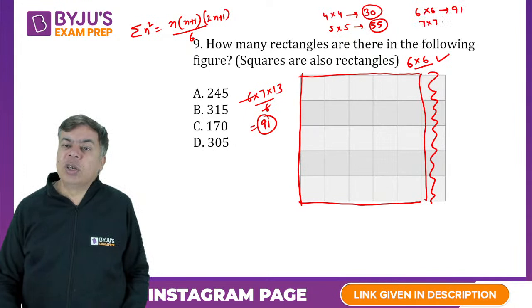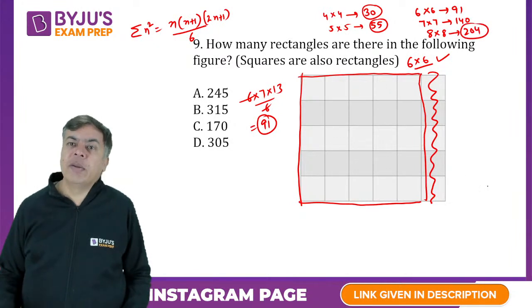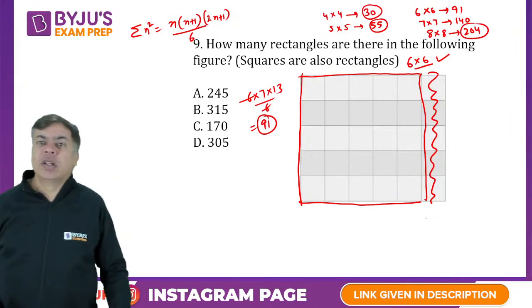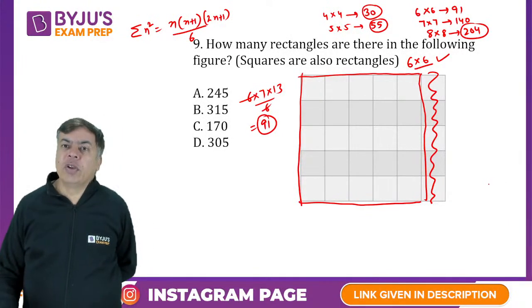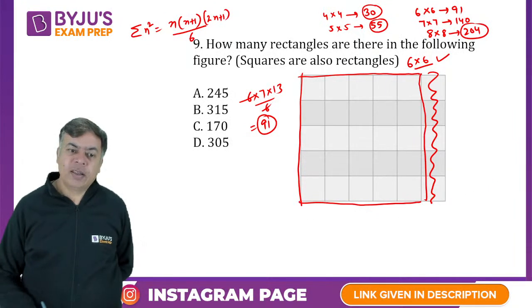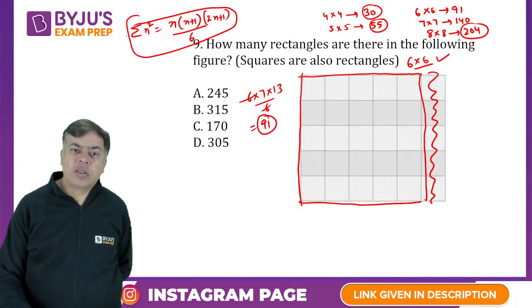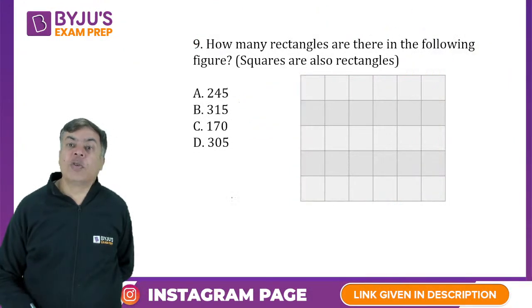7 by 7, total 140 squares. And 8 by 8, total 204 squares. You can memorize these values also, if you want, because this way you will become very fast. If that question appears directly, you can answer. But this is the formula also. I have told you the formula also, for when there is a complete square and you want to calculate the number of squares.